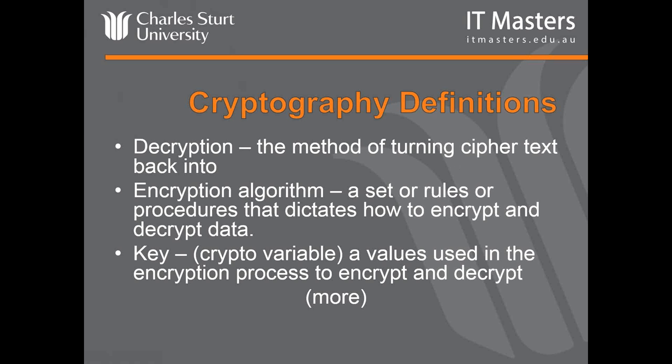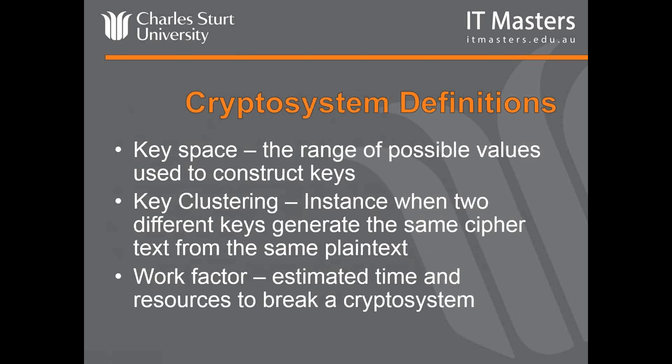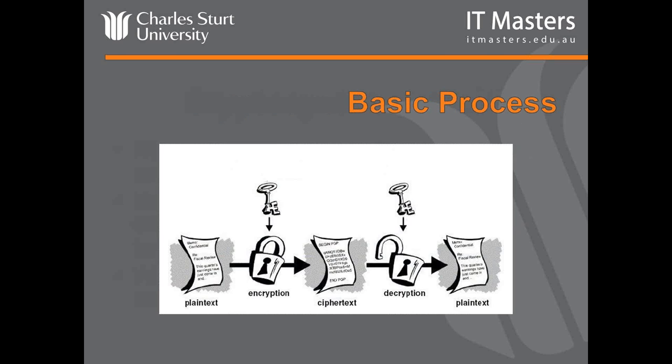Encryption algorithm: a set of rules and procedures that dictate how to encrypt and decrypt data. Key is our crypto variable used in the encryption process to encrypt and decrypt. Key space: how many possible values. Key clustering: when two different keys generate the same cipher from the same plain text. And work factor is how much time we estimate it will take to break this. How much time are we going to expect before we break into our crypto system?